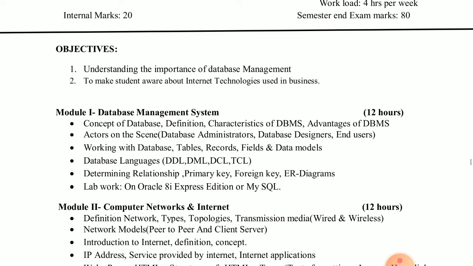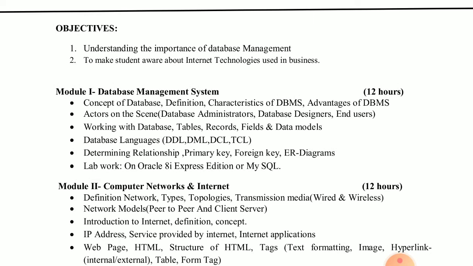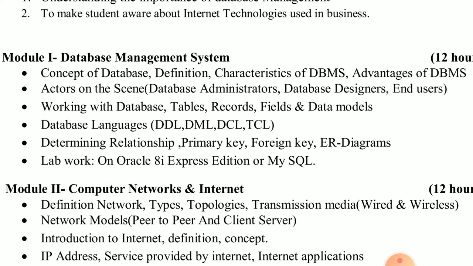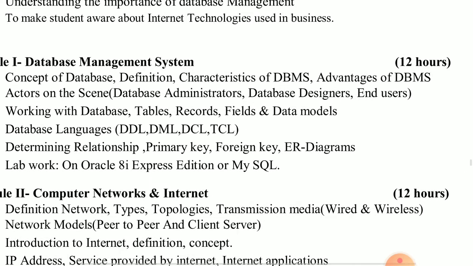Okay, in this subject there are 5 modules. We'll see what the portion is in each module. Okay, module first, database management system. Concept of database means what is the concept of database. Definition means what you mean by database. Characteristics of DBMS means characteristics of database management system. See here, this characteristics of DBMS is a very important question, because this question is asked so many times in question papers.